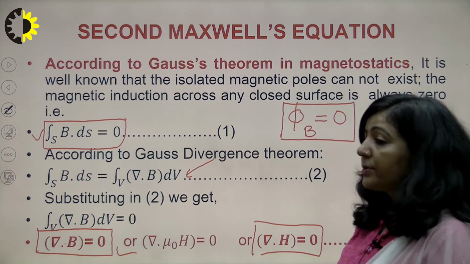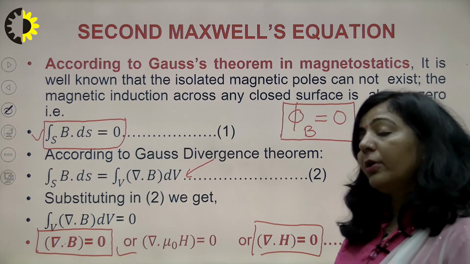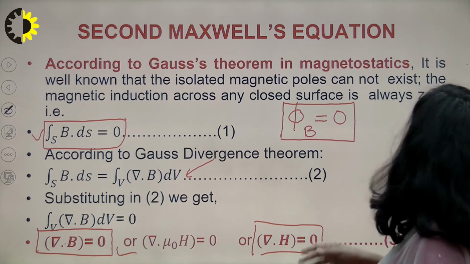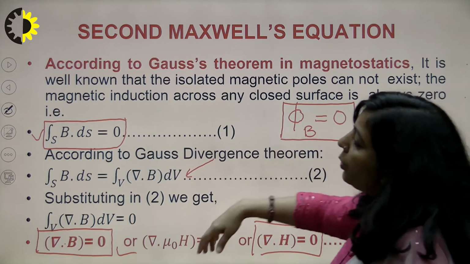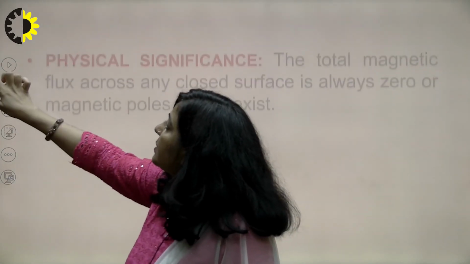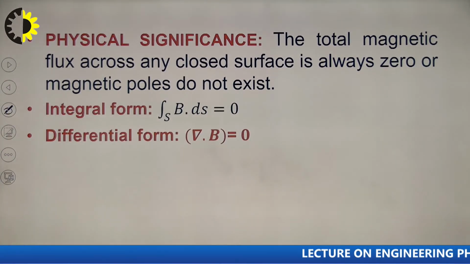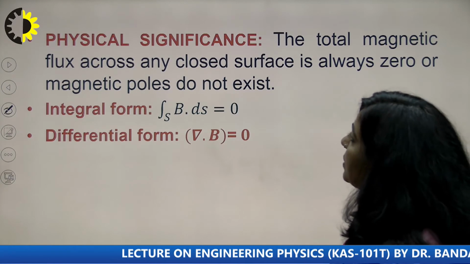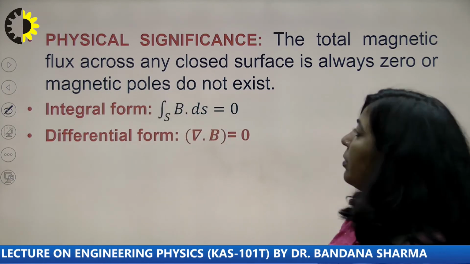Now the next question arises: what is the significance of this equation? Actually the law from where you are getting this equation, that itself is the significance of this equation. So the significance is that the total magnetic flux over a closed surface is always equal to 0. The total magnetic flux across any closed surface is always 0, or magnetic monopoles do not exist. A magnetic monopole does not exist.